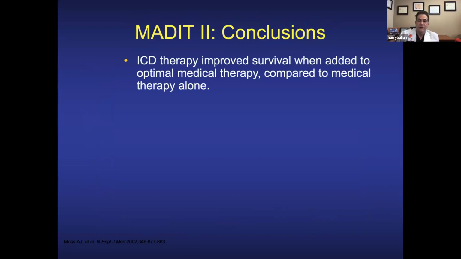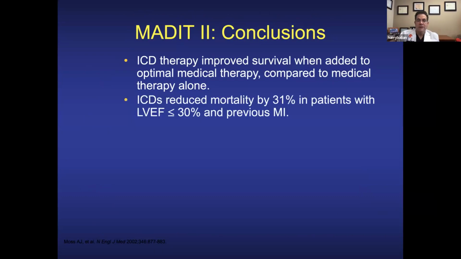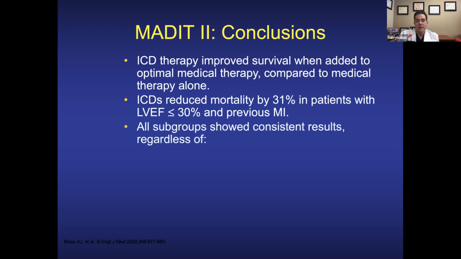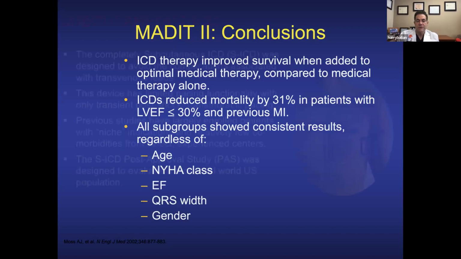ICD therapy improves survival when added to optimal medical therapy compared to medical therapy alone. ICDs reduce mortality by 31% in patients with EF less than 30%, and all subgroups showed consistent results regardless of age, NYHA class, EF, QRS width, or gender.